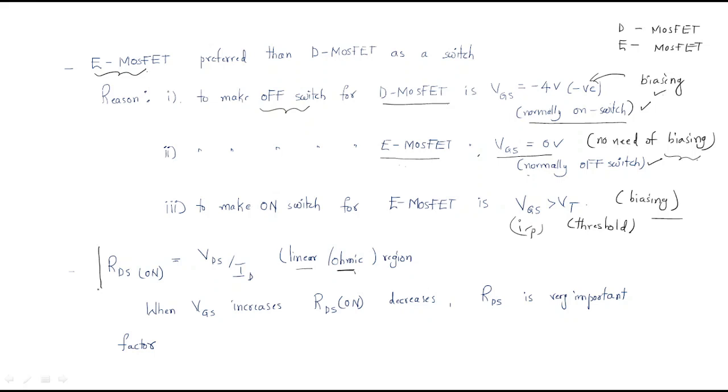You know that when we discuss the characteristics of the MOSFET, it will give the RDS value. Here, when VGS increases, RDS decreases. If you keep increasing VGS, the RDS value will decrease further. RDS is a very important factor here. The resistance between the drain and source will be the deciding factor in how the MOSFET acts as a switch.